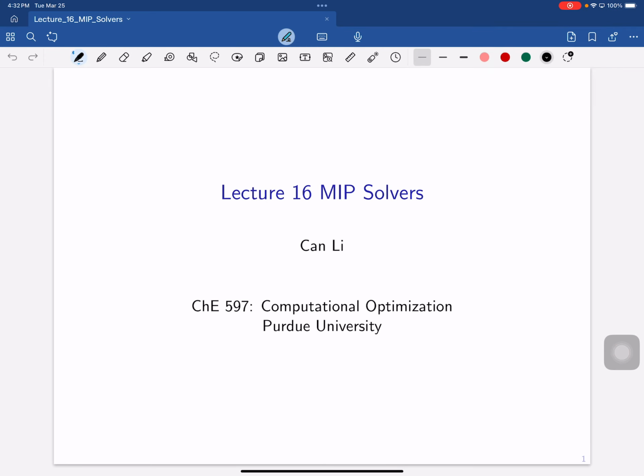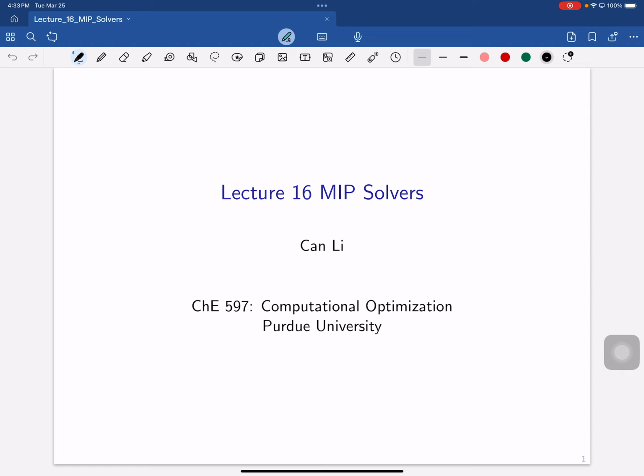Okay, so now in this lecture, we will talk about mixed integer programming solvers. I didn't put exactly mixed integer linear programming or mixed integer nonlinear programming. What I'm talking about here are those solvers like Cplex and Gurobi, which started as mixed integer linear programming solvers. Now they have more general capabilities like mixed integer quadratic or mixed integer nonlinear.